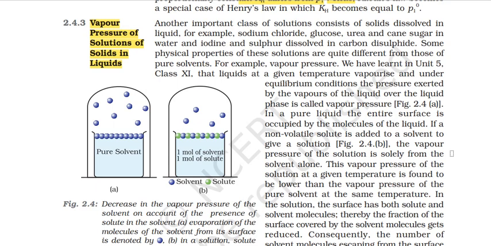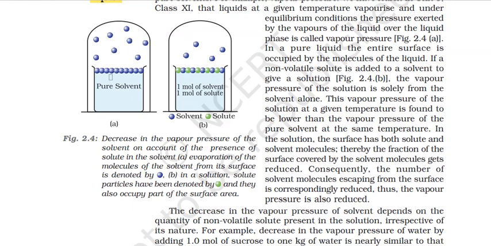This vapor pressure of the solution at a given temperature is found to be lower than the vapor pressure of the pure solvent at the same temperature. This is a bit of logic. What happens is basically you take a pure solvent, surface pe jitne bhi molecules hai wo sab solvent ke honge, kyunki hamare paas koi cheez hi nahi hai, wo sare vaporize hoke they're all going to contribute to the vapor pressure.